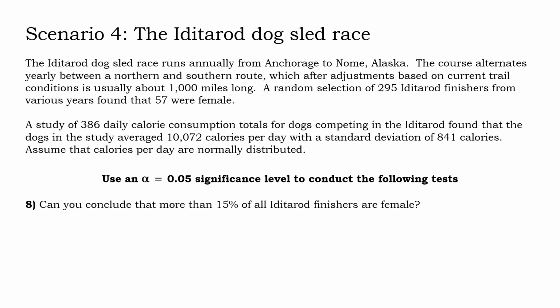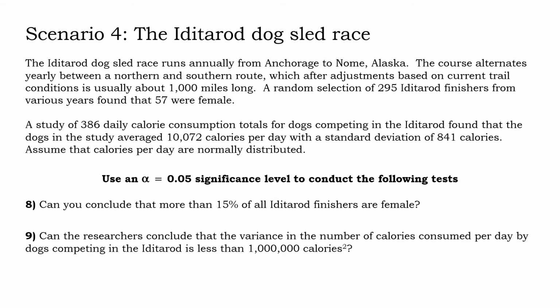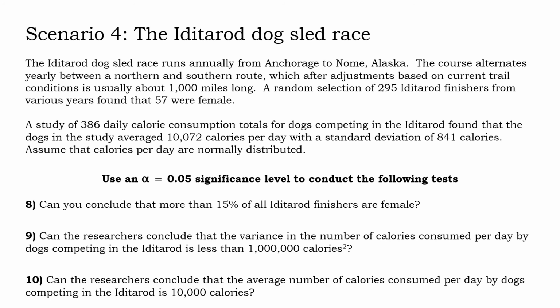So the first thing we want to try and decide the truth about is whether or not we can conclude that more than 15% of all Iditarod finishers are female. Next, can we conclude that the variance in the number of calories consumed per day by the dogs that are competing in the Iditarod is less than 1 million calories squared? Remember, variance is in squared units, so that's where the calories squared comes in, and why the variance number there is so high, because it's a number that's already been squared. And then finally, we want to know if we can determine that the average number of calories consumed per day by the dogs is 10,000 calories.